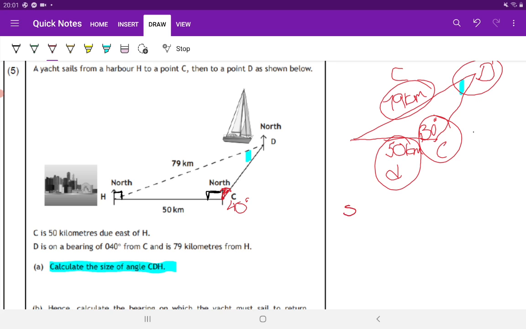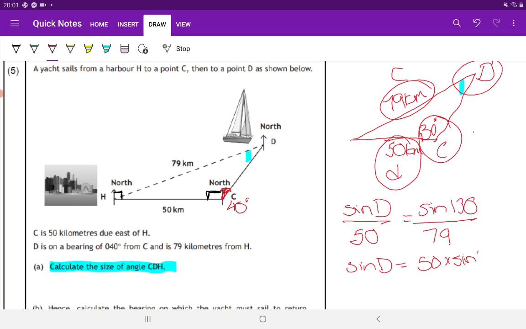We're trying to get an angle this time, so sine on the top, sine D, over D, which is 50, equals sine C, so sine 130, over C, which is 79. So sine D is going to be 50 times sine 130 over 79, and we type that into our calculator, so 50 times sine 130, remember closing any brackets that you might need to close, okay, to make sure your calculator deals with it properly, and I should get 0.484838 and so on.